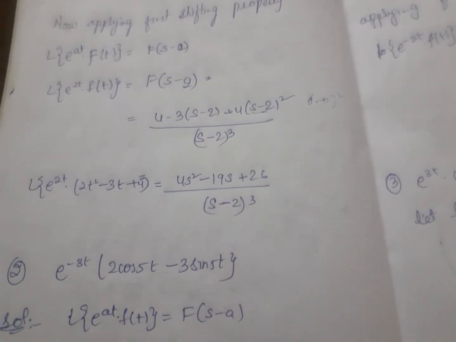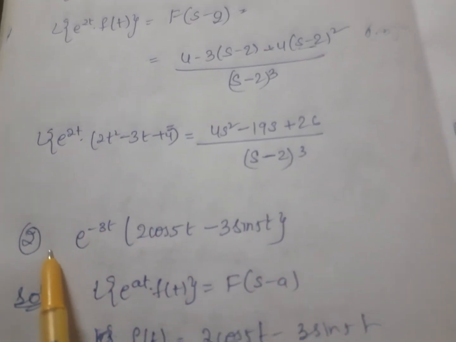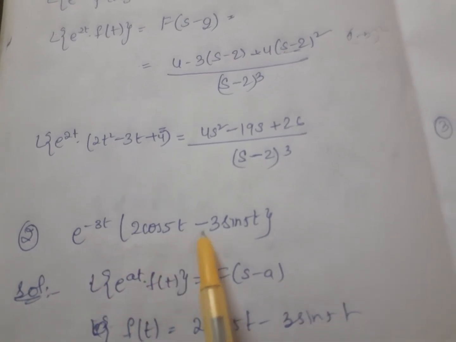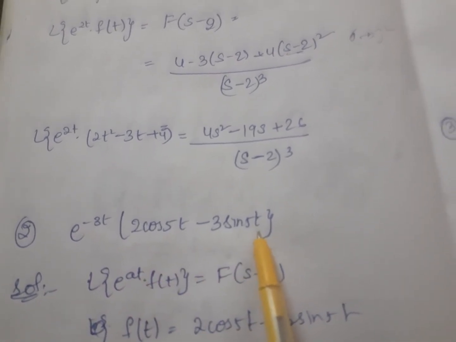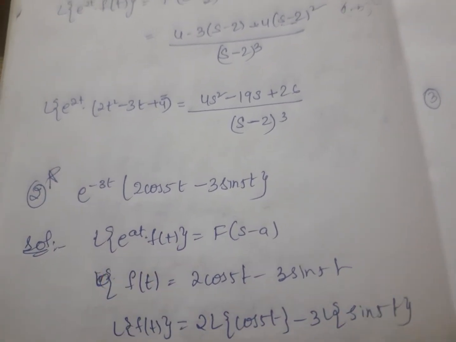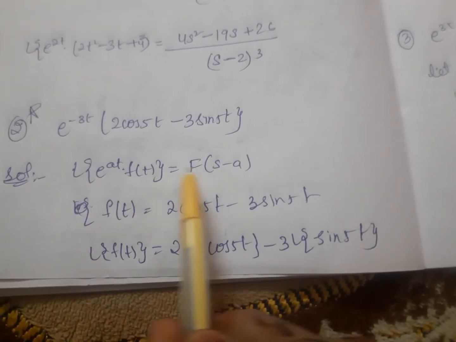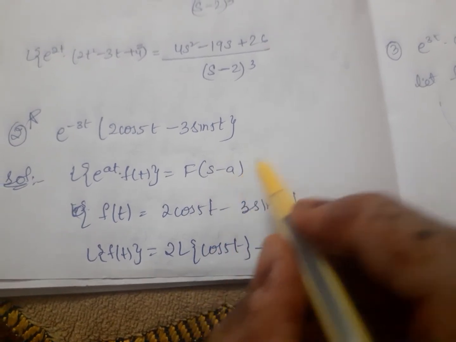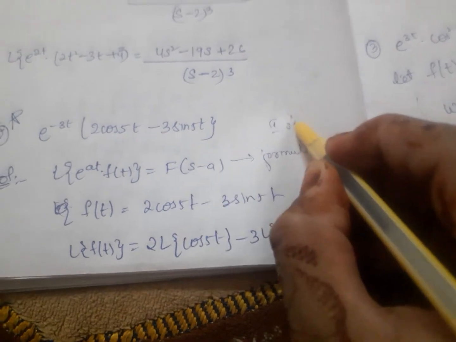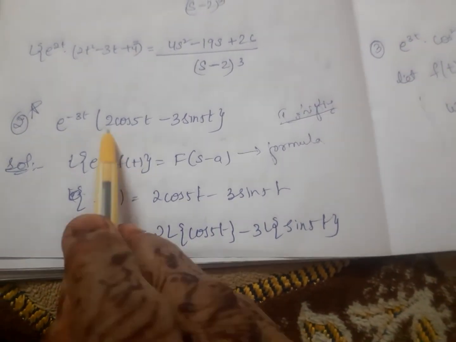Now I am explaining the next important question, that is the second important question: e power minus 3t into 2 cos 5t minus 3 sin 5t. It is very important. As you people know, L of e power at into f of t is equals to f of s minus a. This is our formula, the formula for the first shifting property. So what is our f of t here?